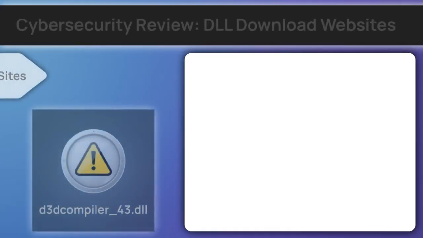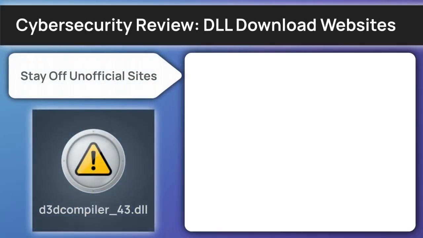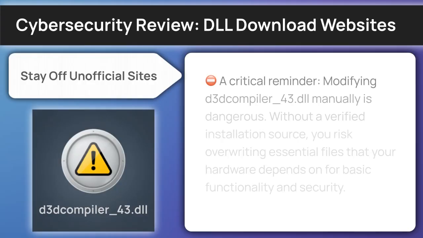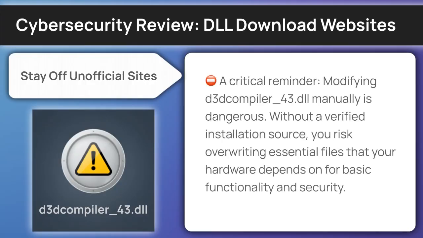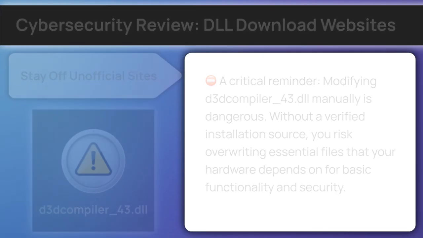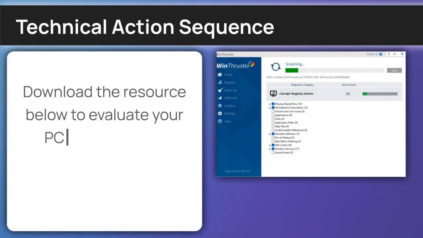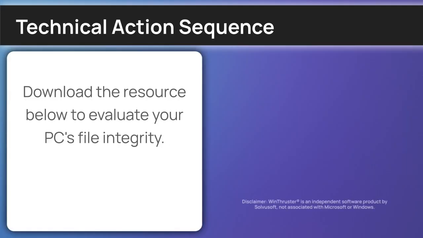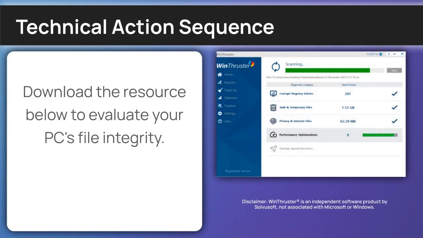Before you finalize your changes, I need to emphasize the importance of using trusted sources. Don't risk your computer's health by downloading the D3D compiler 43 DLL from random internet sources, which often harbor hidden tracking scripts and ransomware. A verified diagnostic utility can help manage the ongoing restoration and health of your system's library ecosystem.